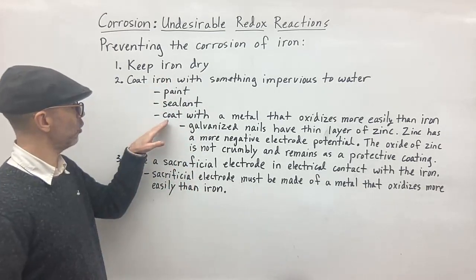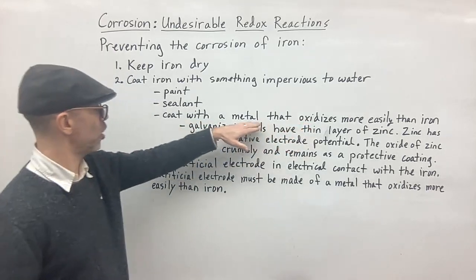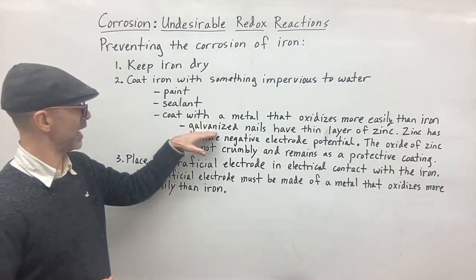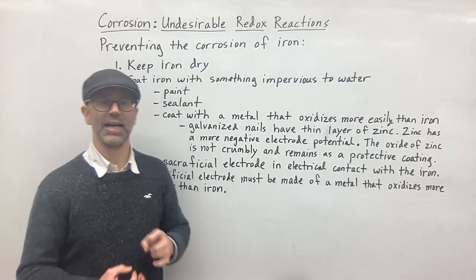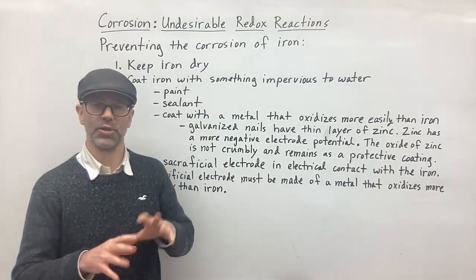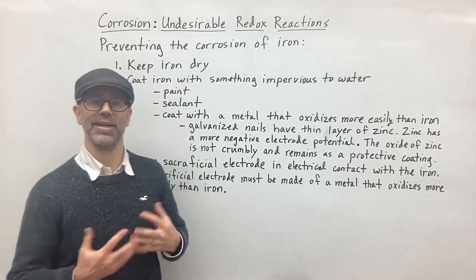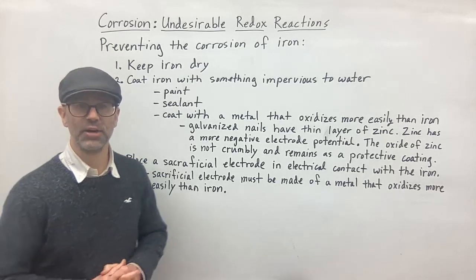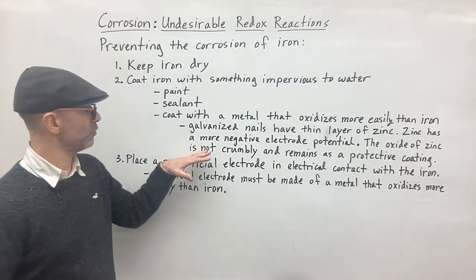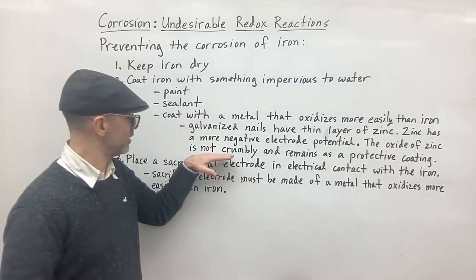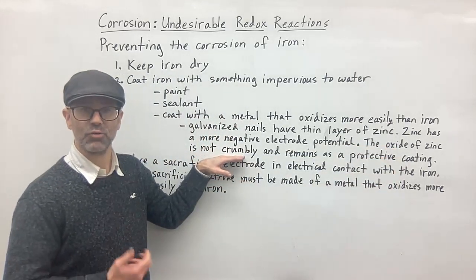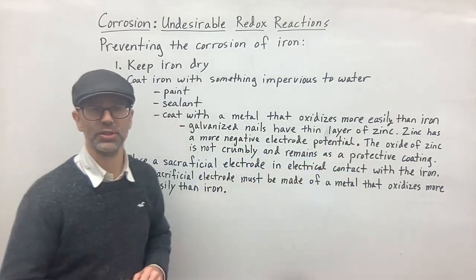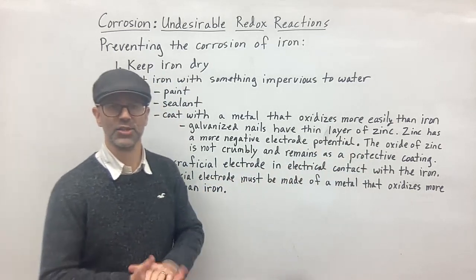And also you can coat the metal with a metal that oxidizes more easily than the iron. So for example, we have galvanized nails. Galvanized nails have a thin coating or a thin layer of zinc. Zinc has a more negative electrode potential, so therefore it's going to oxidize more easily. And so when it oxidizes, it's going to form an oxide that is not as crumbly as rust. And so it will make a protective coating around the metal, and that'll protect the iron as well.